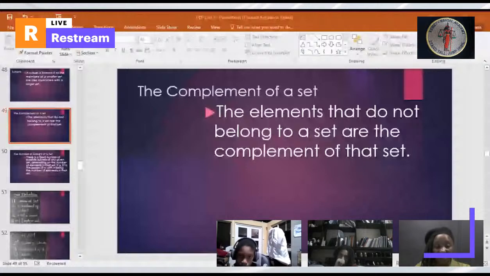So if set A and B overlap, and we are asked to list elements of set A, we still need to list those elements that overlap with B because they are still in A. The complement of A would be those elements that are not in A at all. So anything that's not in A is the complement of A. Anything that's not in set B is the complement of set B. And we denote complement by putting a little stroke at the top right hand side of the set.